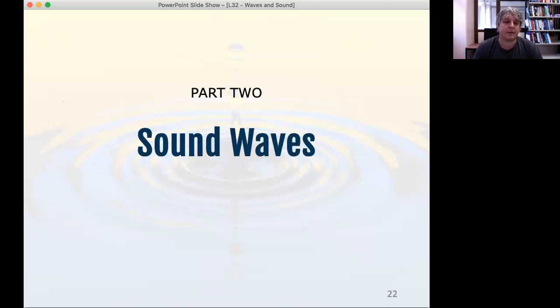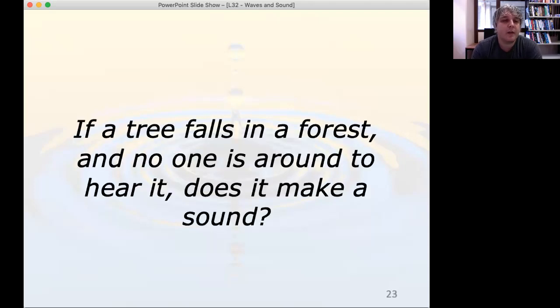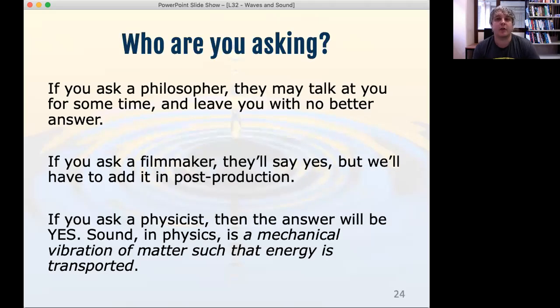And longitudinal waves are very important because sound waves are longitudinal waves. Sound waves are one example. So if a tree falls in a forest and no one is around to hear it, does it make a sound, right? One of these classic little questions that a lot of people don't really get around to answering. They just hum and haw over it. These are fun because they're sort of language questions more than anything else. Does it make a sound? It depends entirely on who you ask.